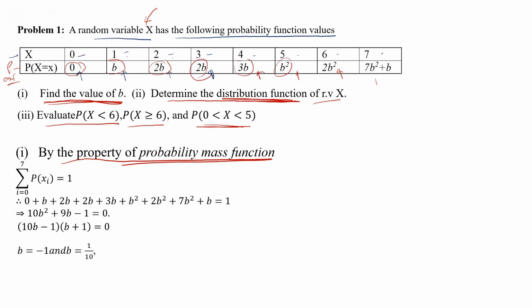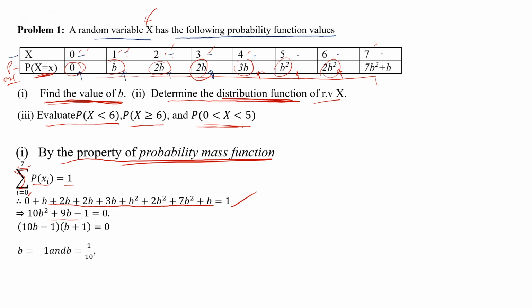2b, 3b, b square, 2b square, because these 0, 1, 2, 3 are not sample points. These are the random variables. If we add all of them, it should be equal to 1 if it is a probability mass function. So we add summation p(xi) is equal to 1 when i is 0 to 7. We have 7 random variables. So we add all these 7: 0b, 2b, 2b plus 3b plus b square plus 2b square plus 7b square plus b is equal to 1.